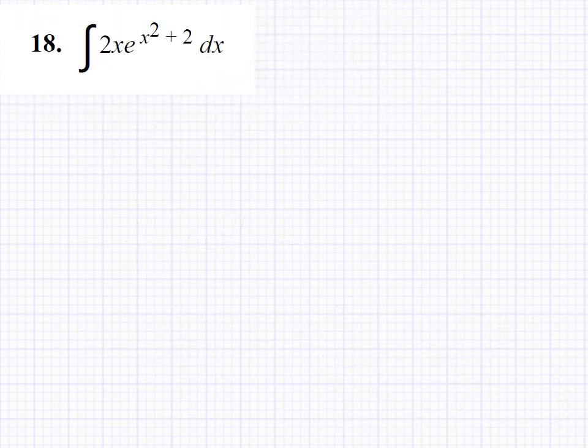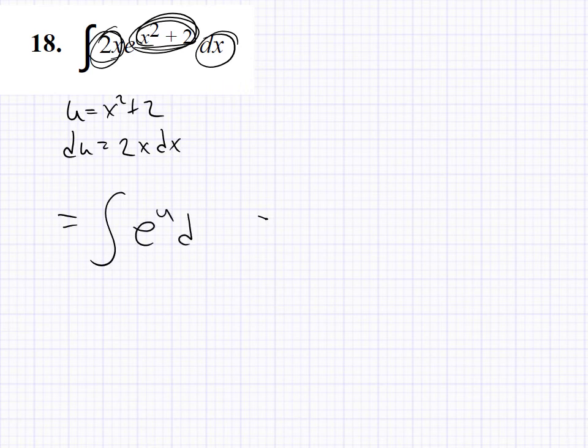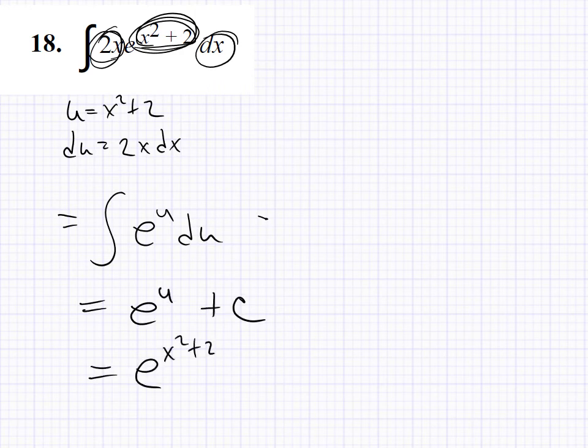Here's another substitution one. Notice that the derivative of this is sitting right here. So if I let u equal x squared plus 2, du is 2x dx. So if this is my u, here's my du. So what this turns into is just simply e to the u du. And the integral of e to the u is e to the u plus c. Switch out your x's, which is e to the x squared plus 2 plus c. And then we got our answer.